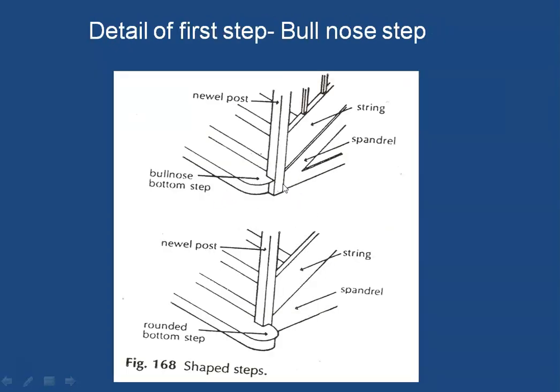Now let us see that at the start of the stair, many times for aesthetic purposes, the first step, the tread and the riser, is made into a curved shape. This is called a bull nose step, or sometimes it is also taken outside and made into a shape like this. These are the shapes given to the first step many times, purely for aesthetic purposes, to indicate the first step. If you remember, when we went to Gokhale Institute for our site visit, we had seen this type of detail when we saw the stairs there.